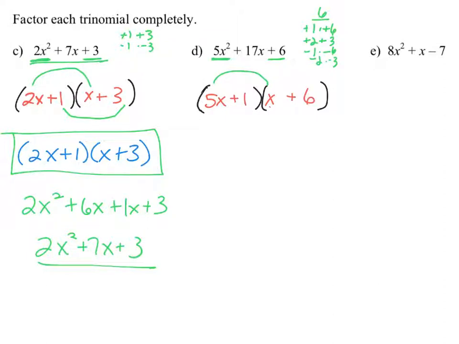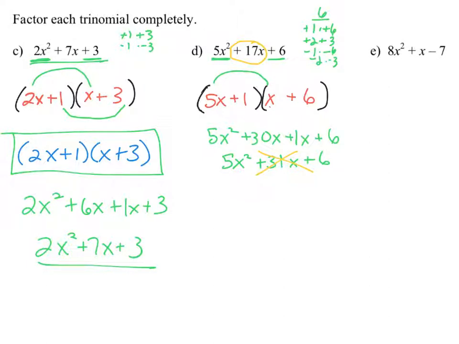You do want to check this by using the FOIL process. 5x times x would give us 5x squared. The outer 5x times 6 would give us a plus 30x. The inner would give us a plus 1x, and then the last would give us a plus 6. However, when we combine like terms here, we get 5x squared plus 31x plus 6. And what we're looking for is a middle term that is a positive 17. This is not going to work.